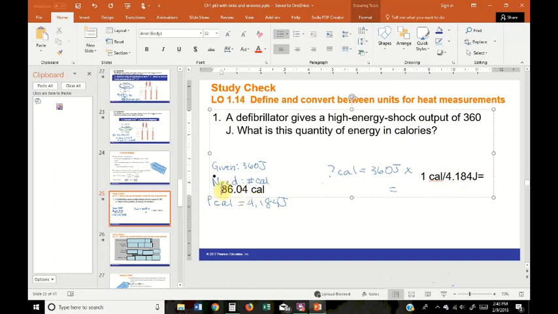Well, can we leave that as 86.04? Let's put that in the proper number of sig figs, and we will get how many sig figs do we need in total. If we're starting with 360, we only need 2 sig figs. So 86 calories. Does that make sense?